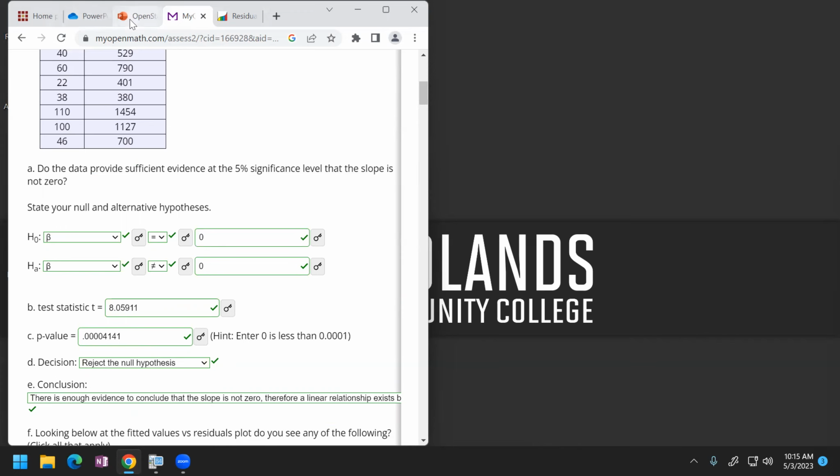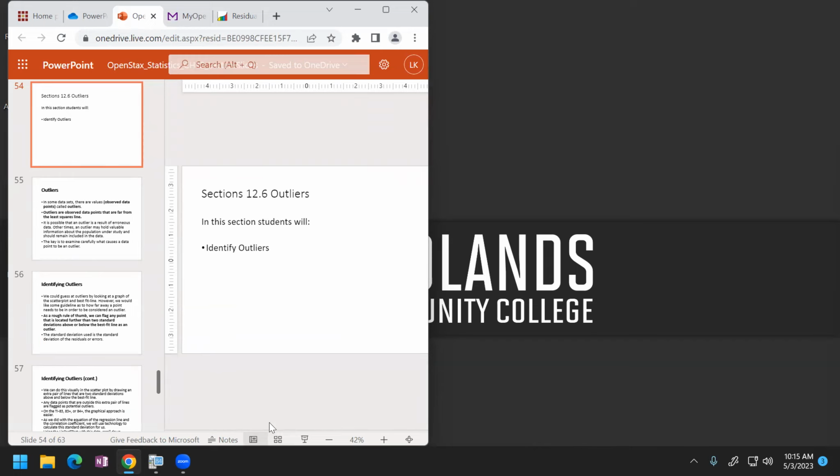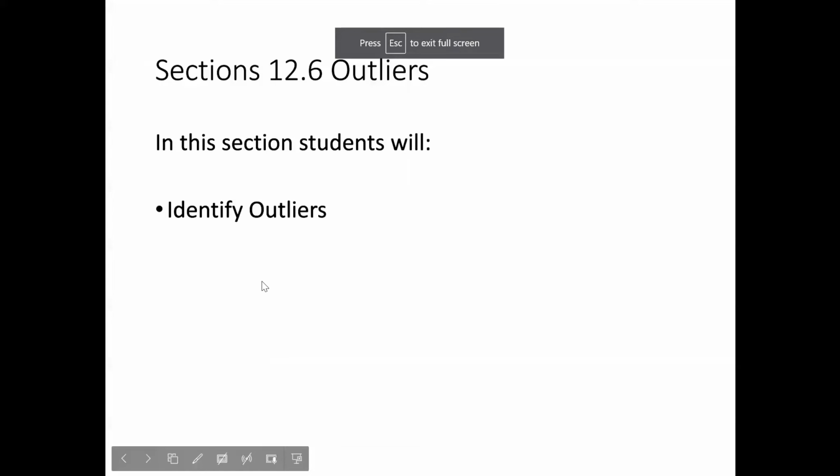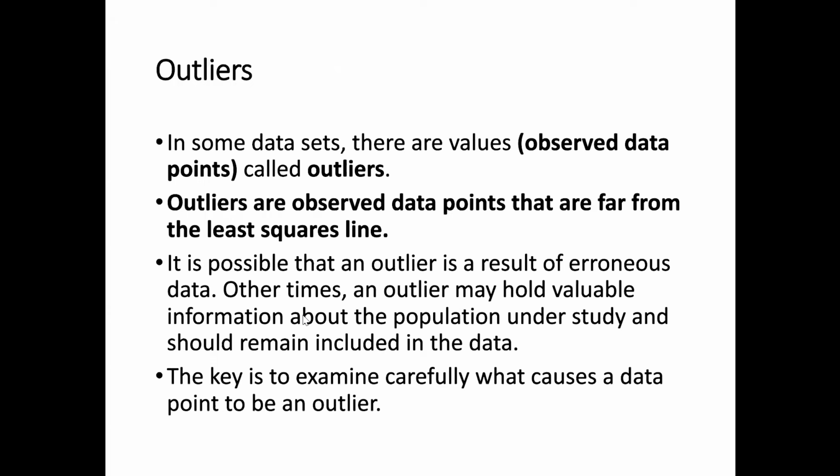All right, outliers. So an outlier is a data value that doesn't fit the pattern. And typically we say it's an outlier if it's beyond 2 standard deviations of the regression line. Or is it 2 standard deviations beyond the residual? Either one of those, we would consider it an outlier. So why do we get outliers? That's something you have to figure out.